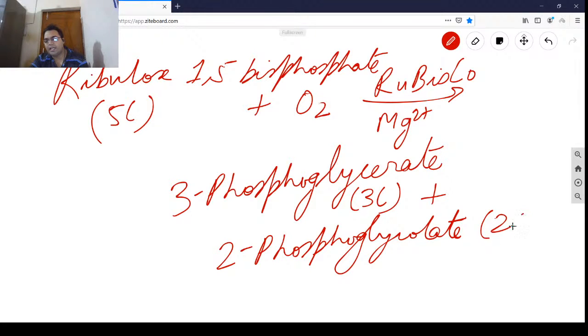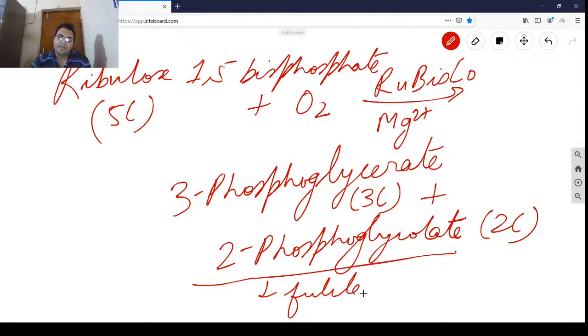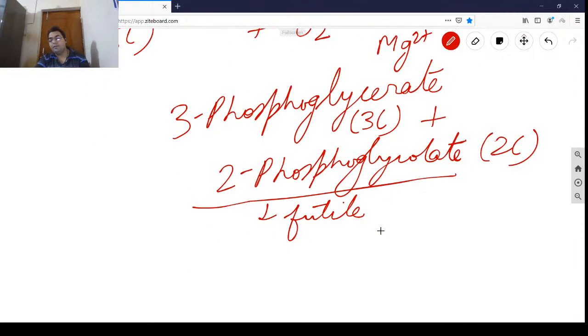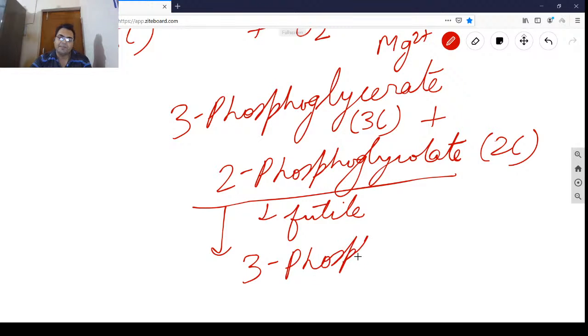2-phosphoglycolate. This is a 2-carbon molecule. 3 plus 2, 5. Now this 2-phosphoglycolate is a completely futile, or you can say useless, molecule for the plant. The plant would definitely try, and not only try, it will convert this 2-phosphoglycolate into 3-phosphoglycerate.